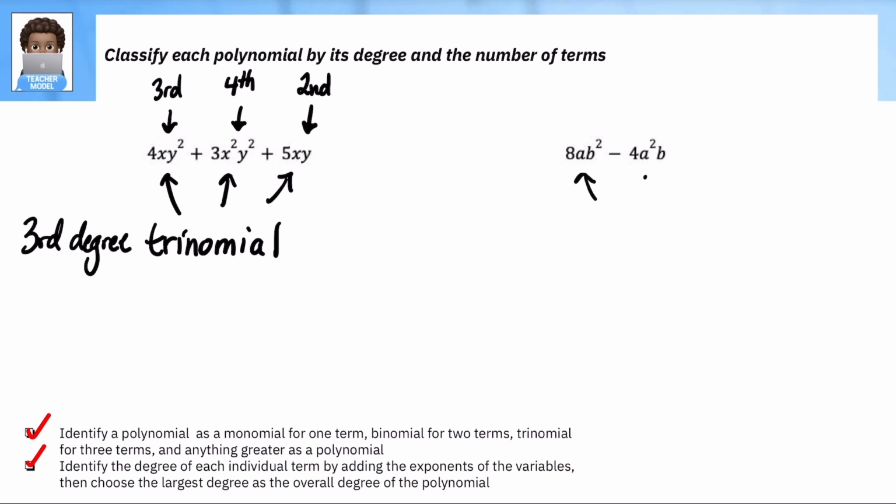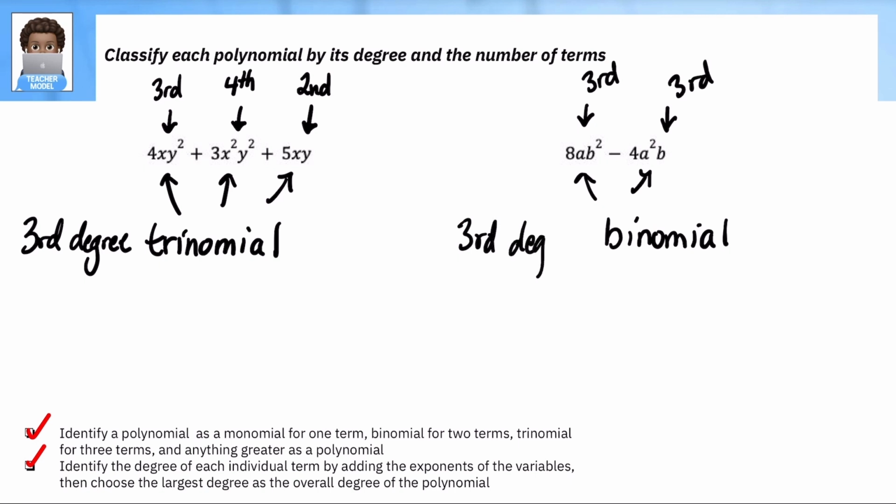Here I have 2 terms. So this is a binomial. And let's look at the degrees. The first one, a to the first and b to the second. So this is a third degree. And the second one is also a third degree. So this is a third degree binomial. All right, hit pause and jot this down into your notes. And start practicing these sessions.